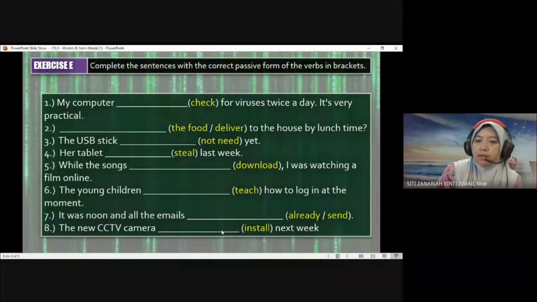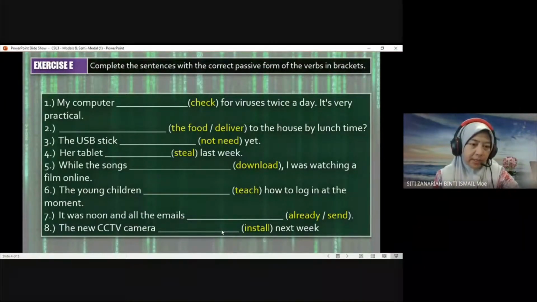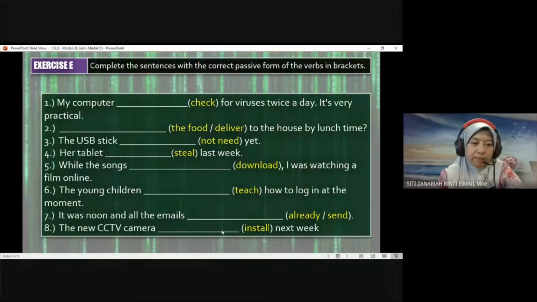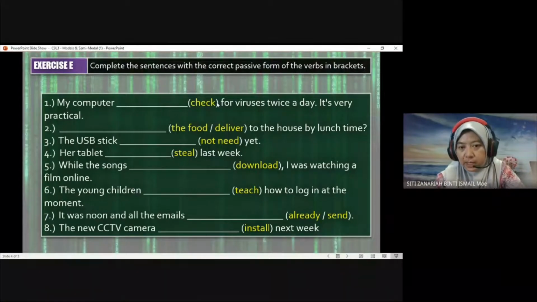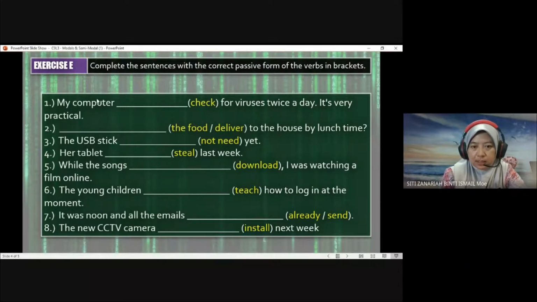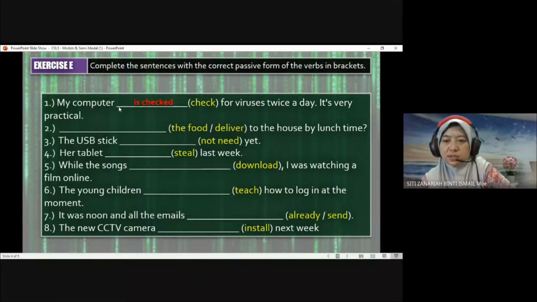Complete the sentences with the correct passive form of the verbs in brackets. Okay, the first one: my computer for viruses twice a day. It's very practical. My computer, it is singular. If you change to the passive form, check, you have to decide what the past participle form of check is. Check is a regular verb, so you just add ed. And it uses present tense. My computer is checked for viruses twice a day.